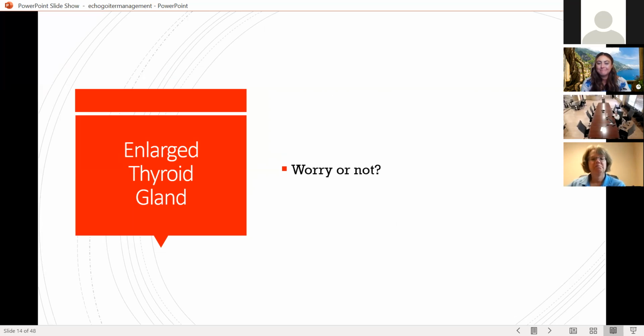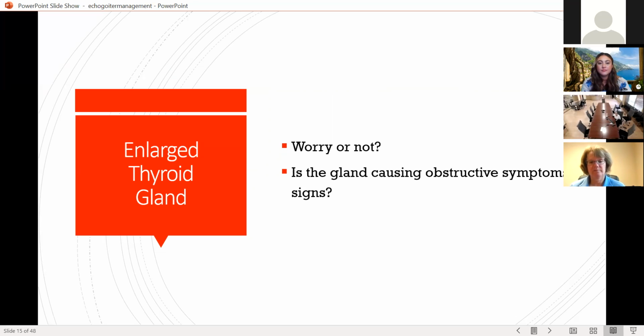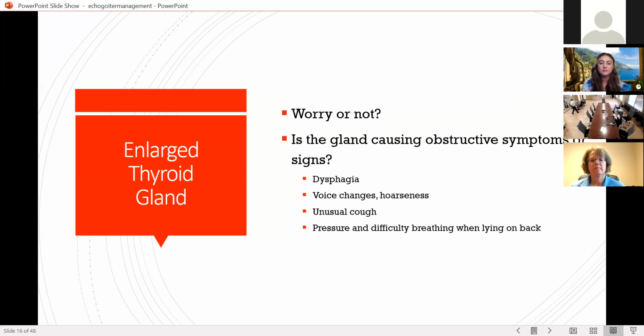Next slide. Okay, so if someone has an enlarged thyroid gland, from looking at it, from measuring it, from your ultrasound, do we need to worry about that or not? Next slide. Okay, so we really have to ask ourselves, if it's an enlarged thyroid gland without any lumps or bumps, it's just big, is that gland causing any obstructive symptoms or signs? Next slide.